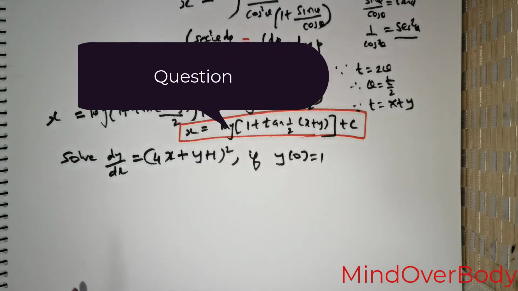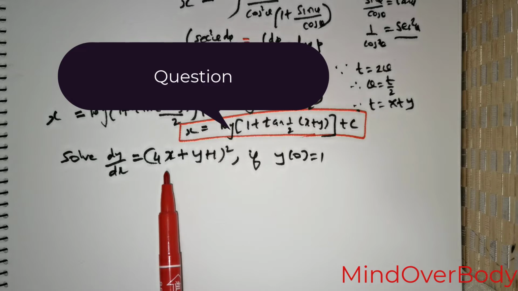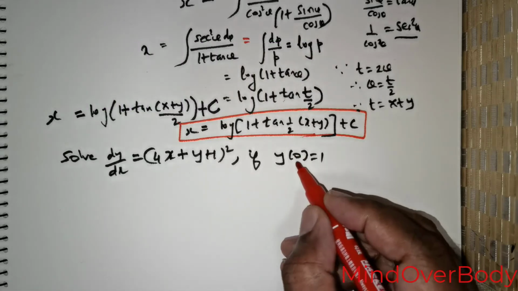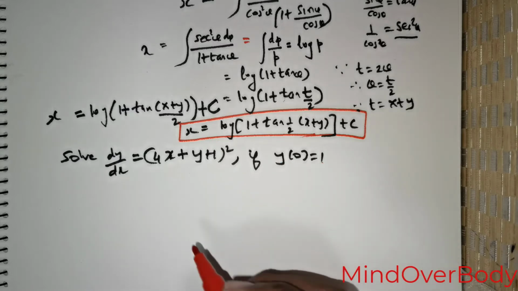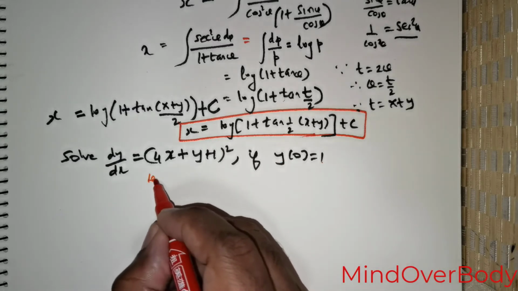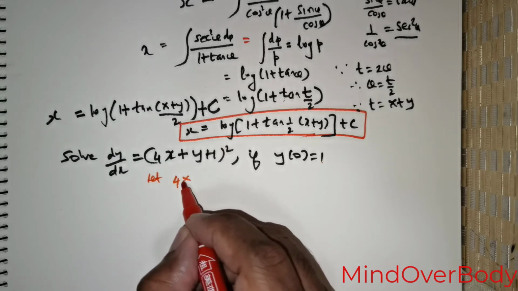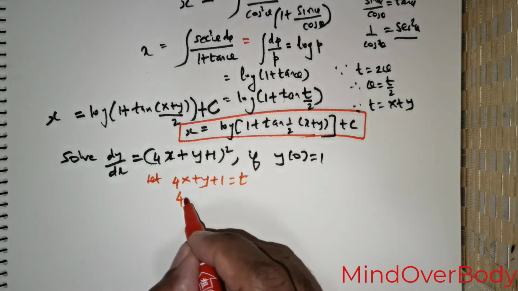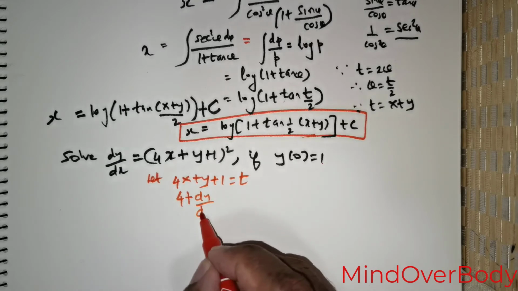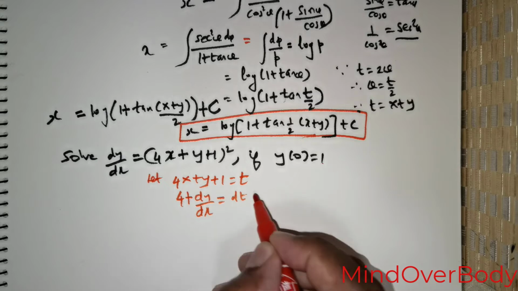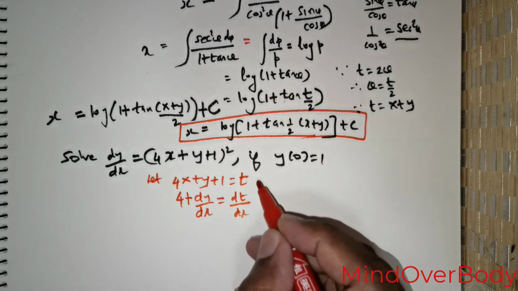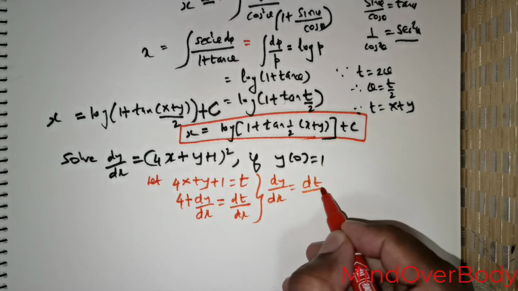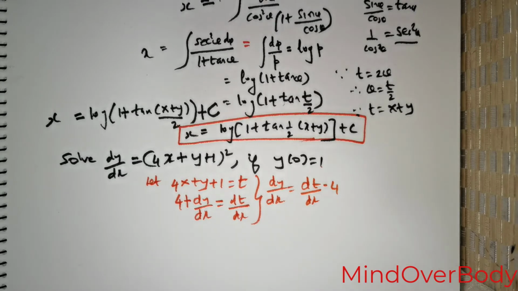Students, we are given this question: solve dy over dx is equal to 4 times x positive y positive 1 raised to the power of 2, given that at x is equal to 0, y of 0 is equal to 1. Now what I wish to do is take this substitution. Let 4 times x positive y positive 1 be equal to some t. This would mean I get 4 positive dy over dx is equal to dt over dx. So from here I will have dy over dx is equal to dt over dx negative 4.